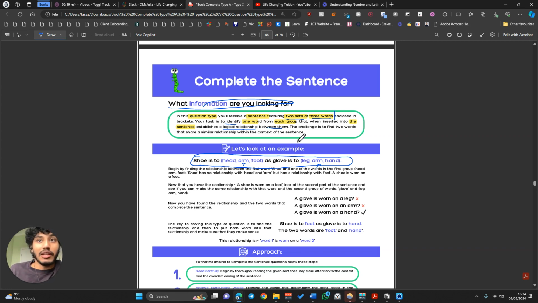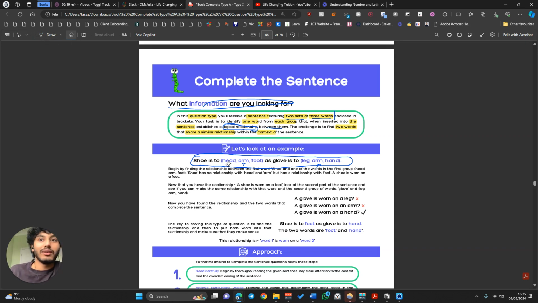So it says establish a logical relationship between them. So it says shoe is to something as glove is to something. And whatever we put in here will have to make logical sense. So if we say shoe is to a boat and glove is to a banana, that doesn't really make any sense, right? And that'll be the same thing with the options. We have to make them make sense logically. Okay, the challenge is to find 2 words that share a similar relationship within the context of the sentence. So again, it's just basically saying make sure that the sentence that you make with these options actually makes sense.